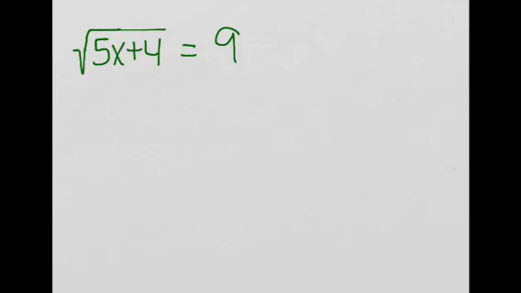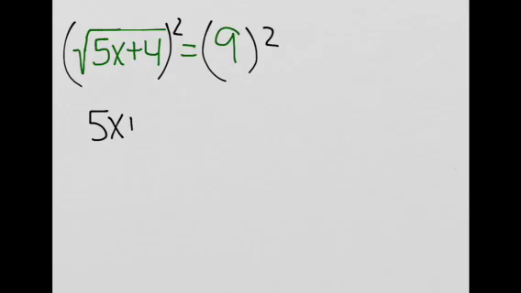What we're going to do is square both sides of this equation. So then we're left with 5x plus 4 on the left-hand side because the square root and the square sign cancel each other out. So we have 5x plus 4 is equal to 9 squared, which is equal to 81.